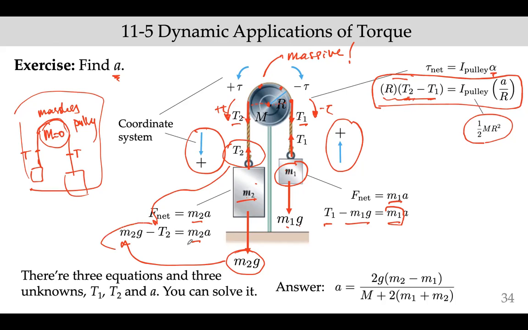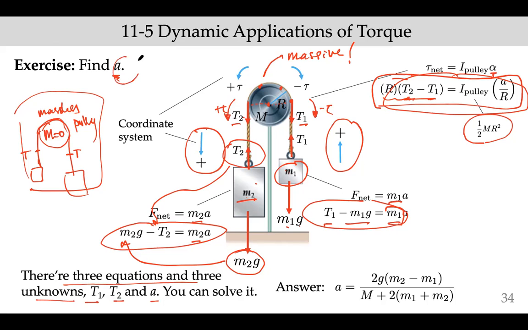Okay, so we have 3 equations and 3 unknowns: T1, T2, and a. Even though this problem is asking for what a is, sometimes you may first find T1 and T2 and then calculate a. It depends on which strategy you use to solve these 3 equations. What I would do is solve for T1. So I would do T1 equals M1a plus M1g.